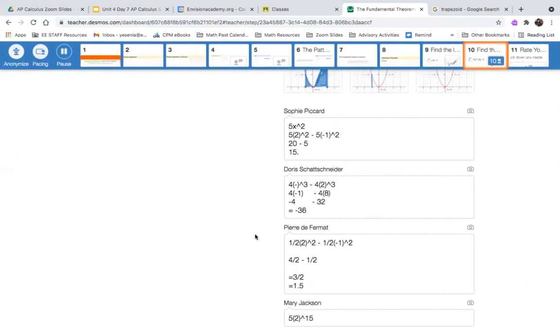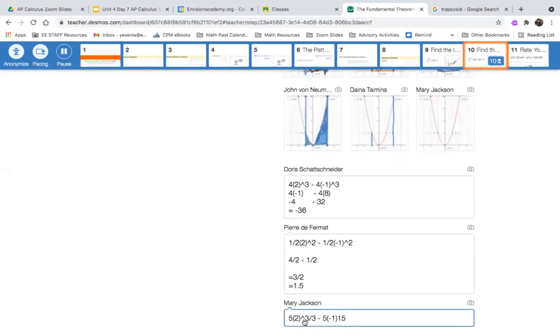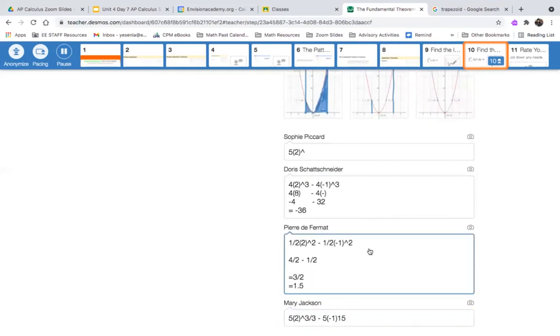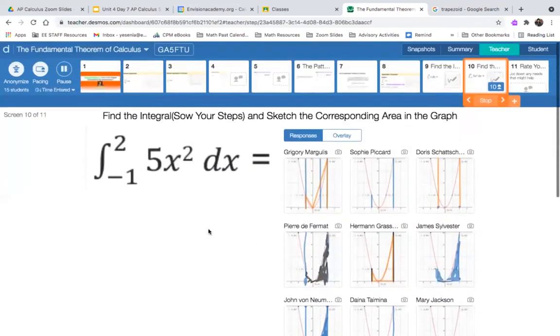All right, so let's go ahead and see. Then we have Pierre de Fermat using 1/2. They're plugging in the upper and they're plugging in the lower. So I'm seeing the 1/2 x squared come up from the prior slides, right? That formula. Mary Jackson, however, I see the third power coming up. So Doris and Mary, they're getting this third power, and I'm wondering about that. I see some of you have the third power. I see some of you have the second power. Let's talk about that. To apply the fundamental theorem, oh, let me see the chat.